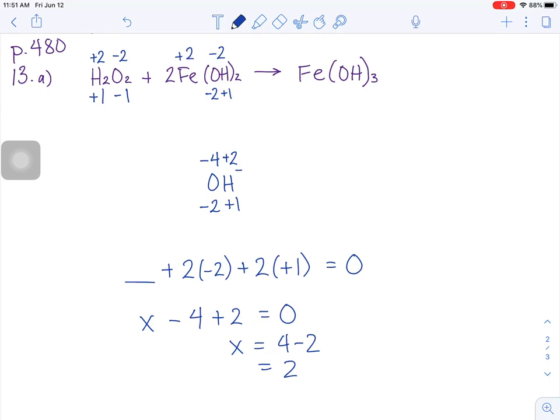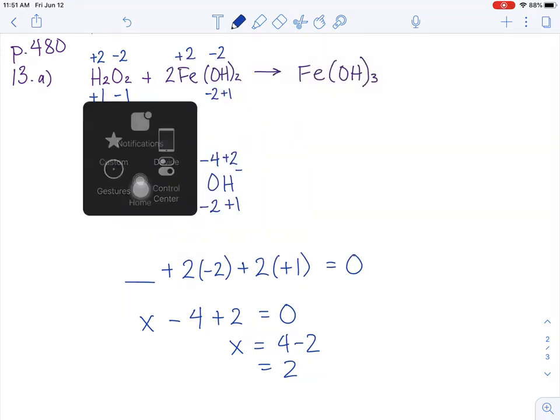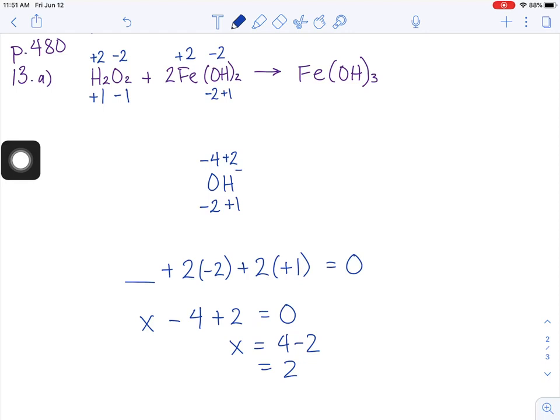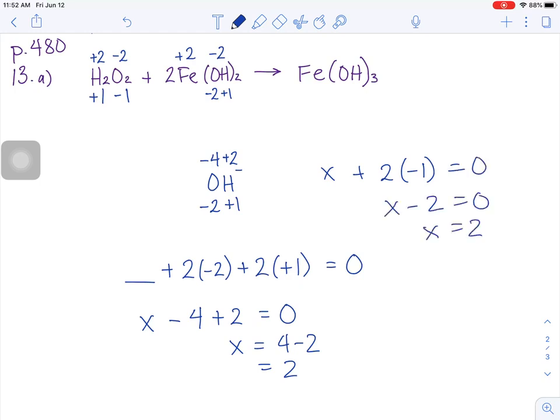So the other thing that I could just do is, because I have hydroxide as a unit, I could say 2 times -1 for hydroxide. So x plus that equals 0. So x - 2 equals 0, x equals 2. So it's just less work if you use any polyatomic ions as their whole. So here I know that iron overall needs to have a +2 because I only have one iron that is not split between multiple atoms. So iron is a +2 here.